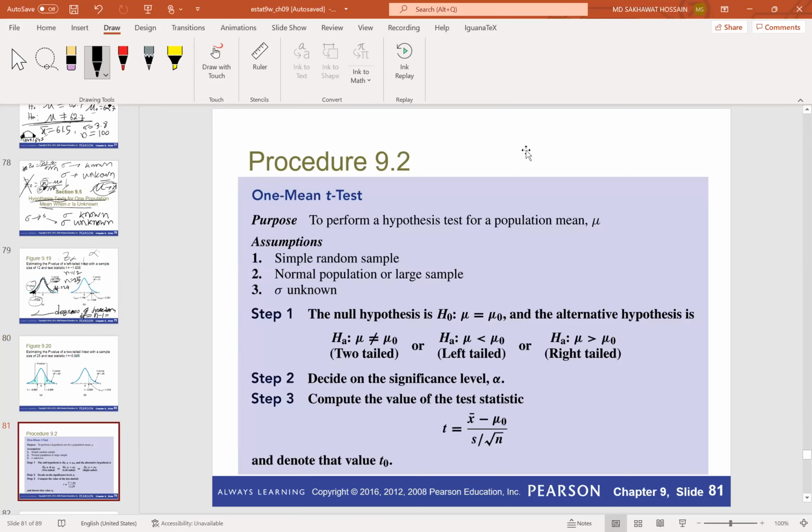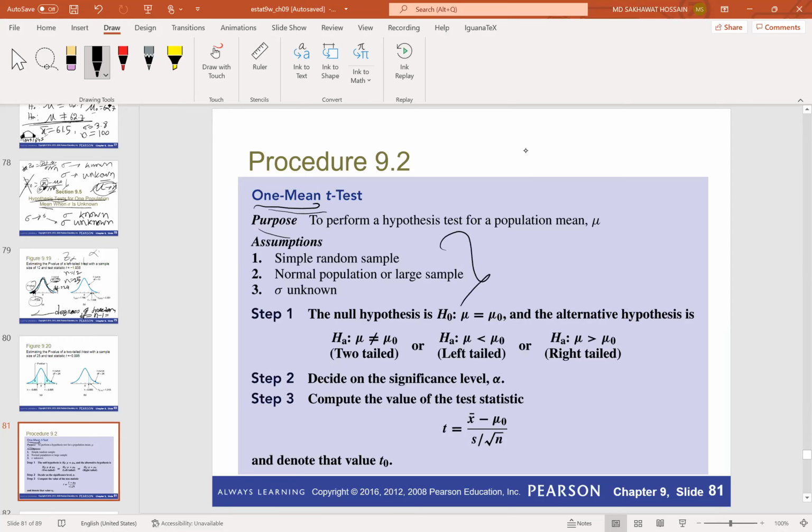Okay, so this test is also for one mean, that means one population mean, and this is called the one-mean t-test. The purpose is the same: to perform a hypothesis test for a population mean. For the z-test, we did the same thing, a hypothesis test for a population mean.